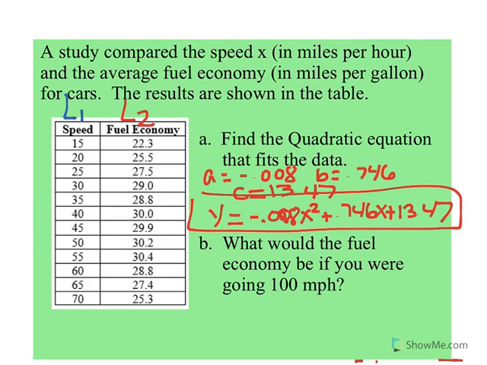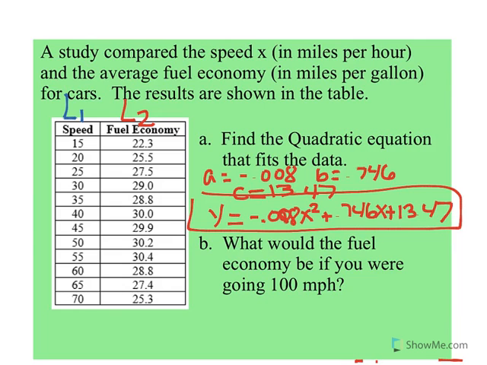I'm going to type in negative 0.008x squared plus 0.746x plus 13.47. And yes, I am actually typing this into the calculator as we go. I could graph it, but instead I'm going to hit second graph in order to get my table of values. I want to know what the fuel economy would be if we were going 100 miles per hour.